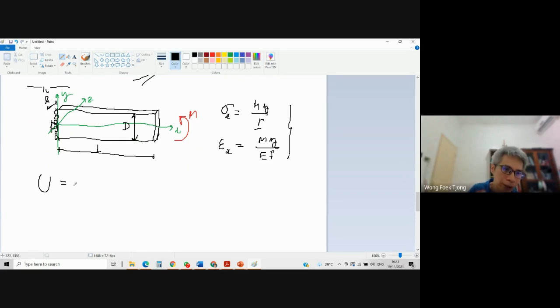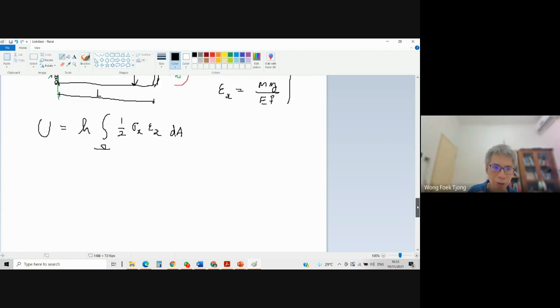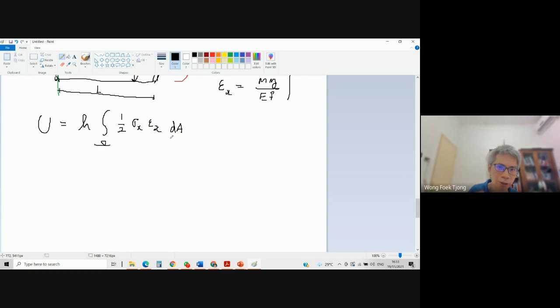U is the thickness, because this is a plane stress problem. This is the formula, the integral over the domain. What's the formula? 1/2. Because only sigma x and epsilon x are nonzero, we can just say that this is sigma x, epsilon x, dA, the area integral, okay? So what is the area integral?